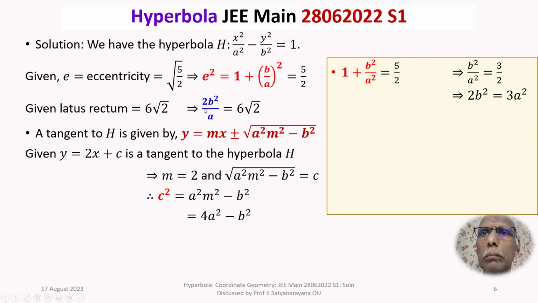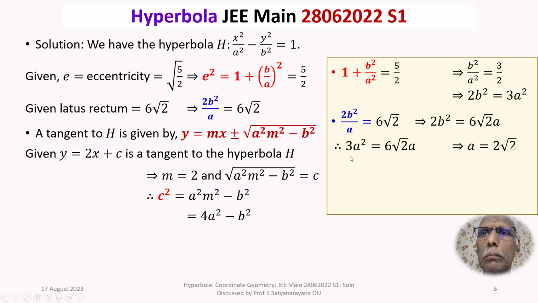Now again we go to the length of the latus rectum. So 2b square by a is equal to 6 root 2. So 2b square is equal to 6 root 2 times a. Now from these two, 2b square is 3a square and 2b square is equal to 6 root 2 a, equating we will get 3a square is equal to 6 root 2 a. And after cancellation, you will get a is equal to 2 root 2. We want a square. A square is equal to 8.